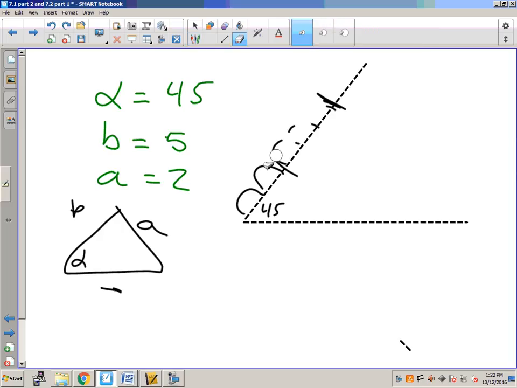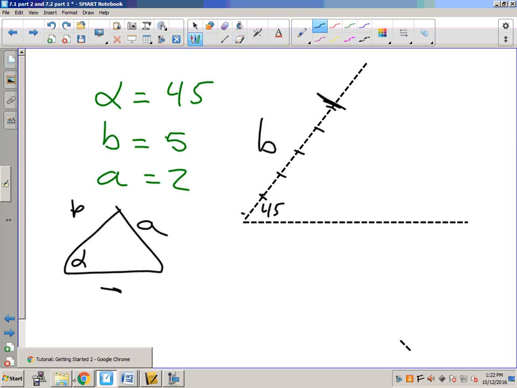So I'm going to say that this is my 5 fingers here. This is B. Now we need to construct A. Now A's got to attach up here at the end of this, and it needs to connect up to the other side of the triangle here that's formed by this angle. And it needs to be 2 units long.